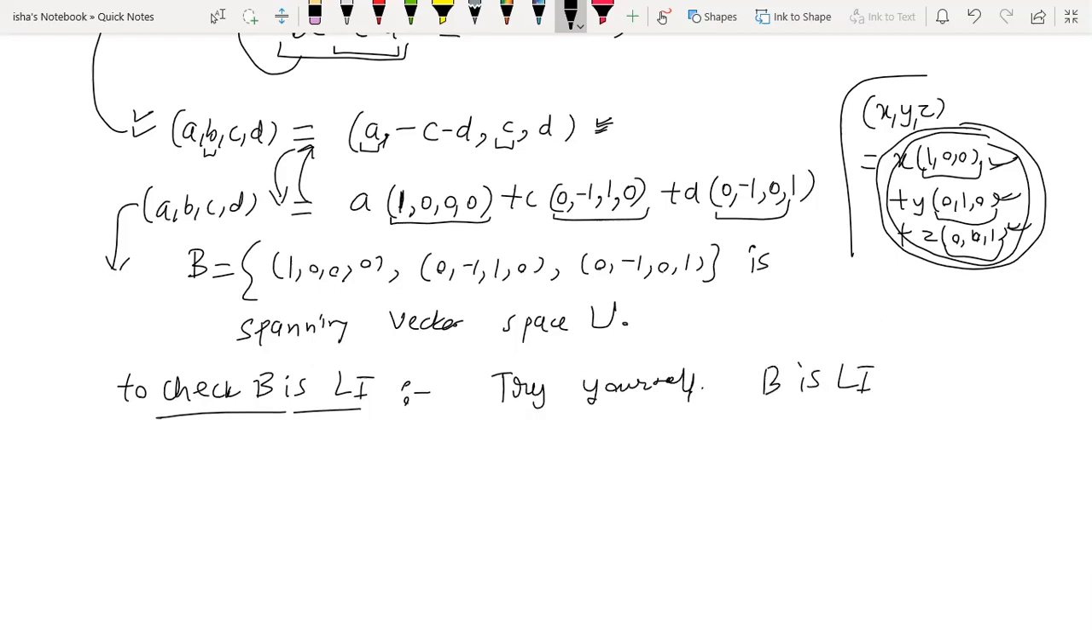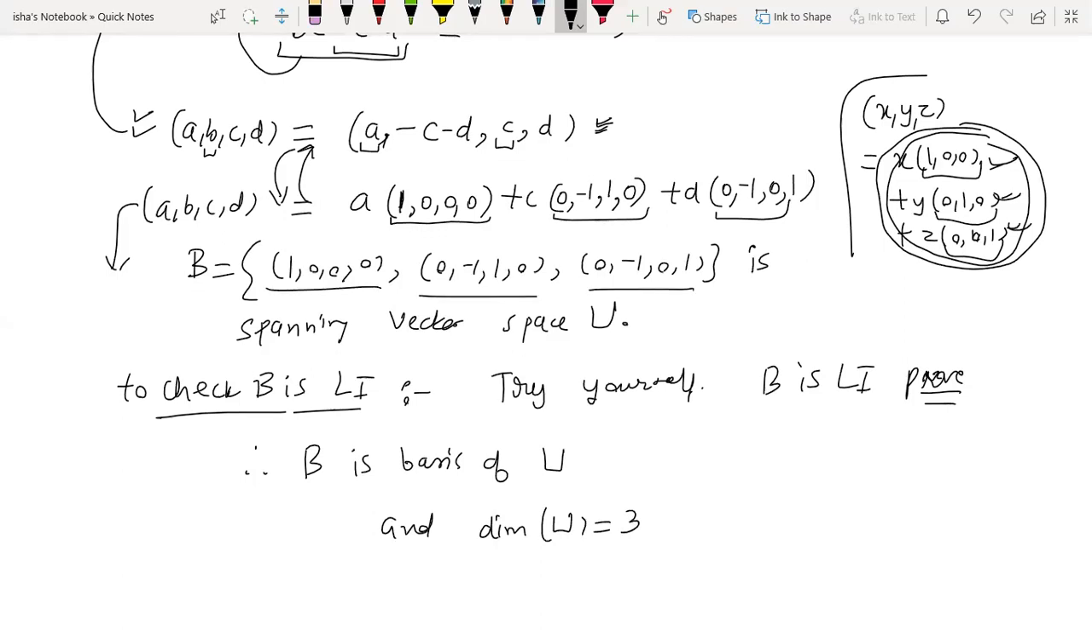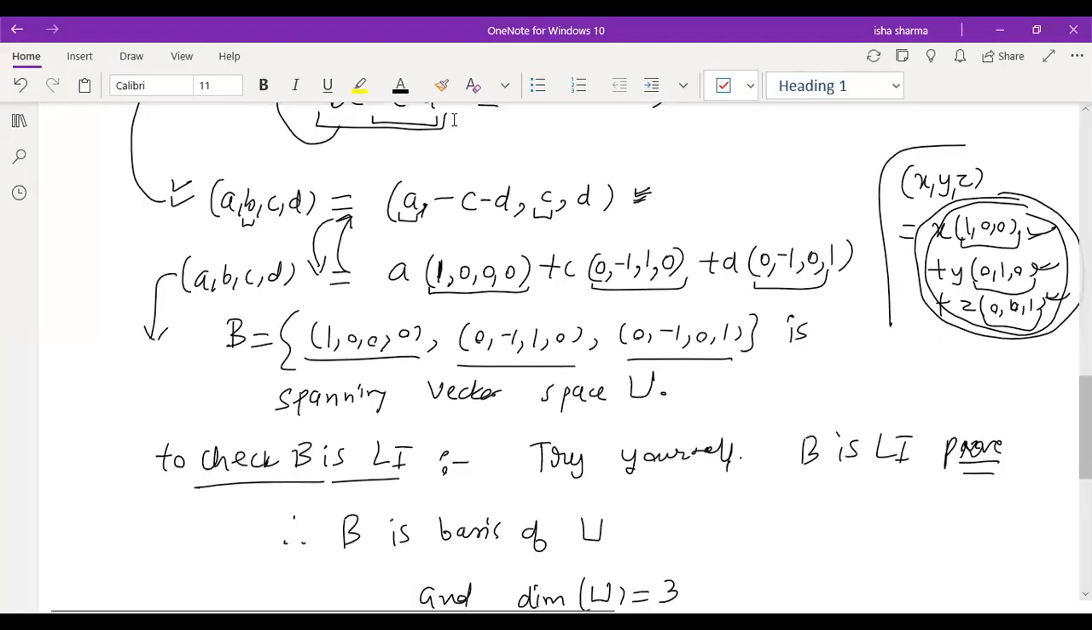It will be linearly independent. Okay, this will be proved. You know already how to prove linear independence. Therefore, this set B which I have mentioned is a basis of vector space U. And so what is the dimension of U? 3, because there are 3 elements in the basis set, right? So this is the first part done for you.